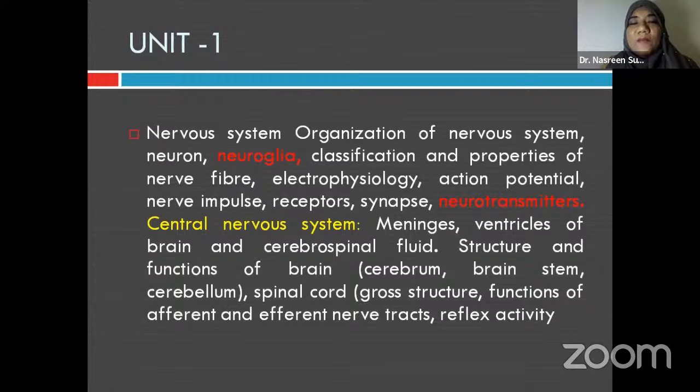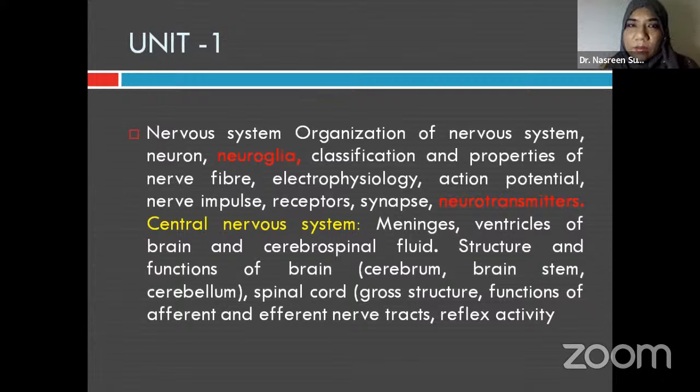Okay. Next, you have different nerve fibers, then the electrophysiology and action potential of the nerve impulse. Means how an action potential takes place. You know this because many times you have studied. In HAP 1 also you have studied, I feel, where you discuss depolarization, repolarization, hyperpolarization, and then basal membrane. So these are the things. Next, you have different types of receptors. Then what do you mean by a synapse? And what are neurotransmitters? Okay.